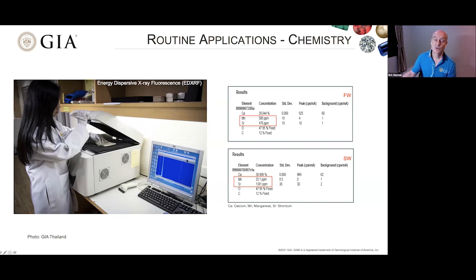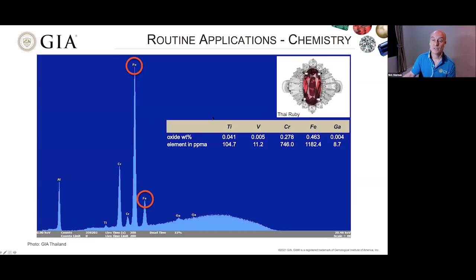And you can see the screen here where the results are shown. And you can see that in more detail here. But as well as the pearls, as I said, we use it for many applications, and origin determination is one in colored stones, but I think you've probably all read about that in various publications.